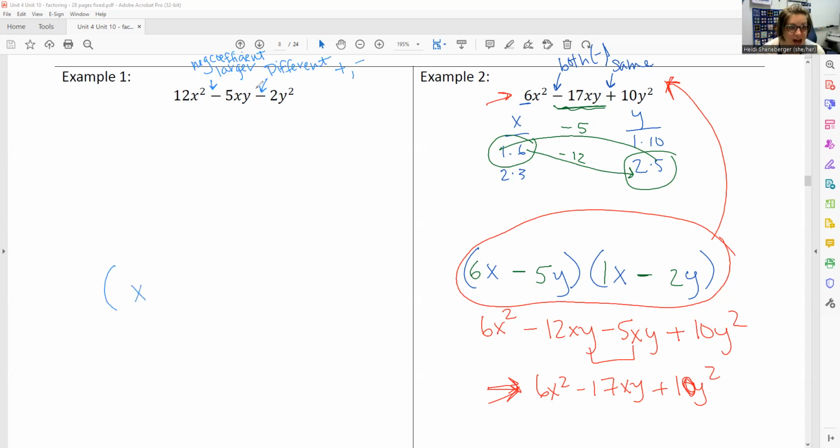Okay, so again, I've got x's and y's going on here. So I'm going to say x and y, x and y, set up my little binomials. And then I'm going to start breaking them apart, right? Because I have to figure out what goes where and what's going to get me that negative 5xy in the middle. So my factors of 12 are going to be 1 times 12, 2 times 6, and 3 times 4, okay? And my factors of 2, well, that's easy. That's going to be 1 and 2.